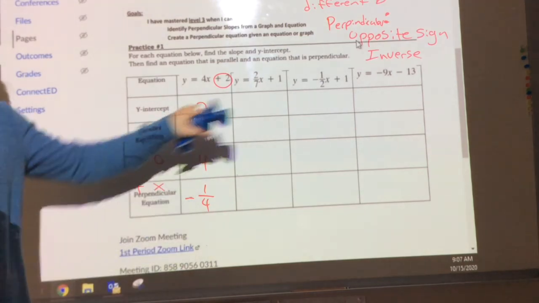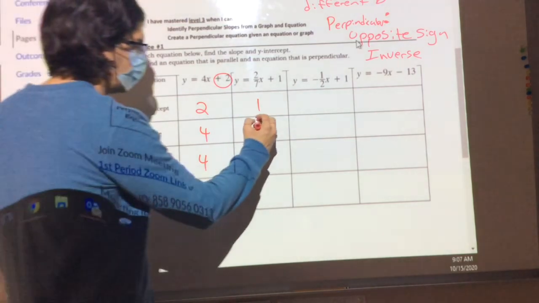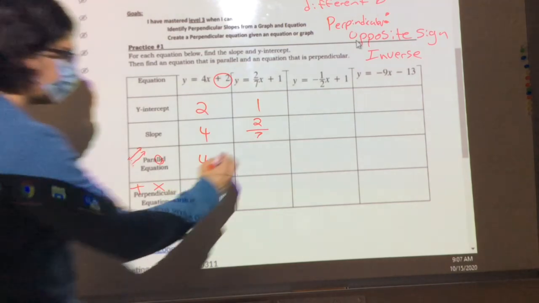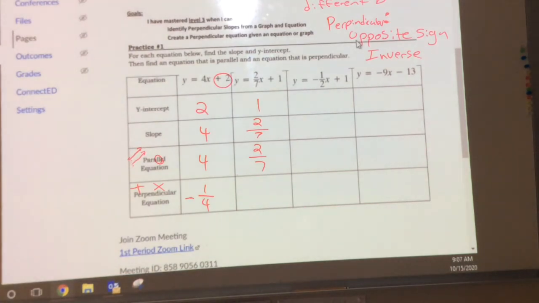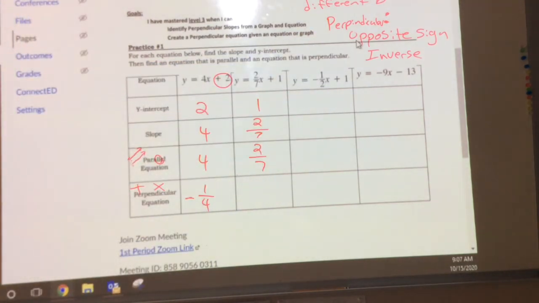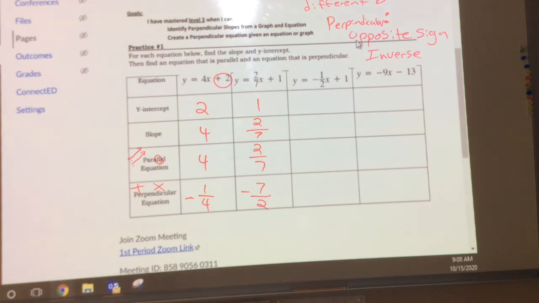All right, Bennett, what's the y-intercept of this one? 1. Evan, what's the slope? 2 over 7. Carter, what's a parallel slope to 2 over 7? 2 over 7. Okay. Let's see here. Colin, what's a perpendicular slope to 2 over 7? Use this. Opposite sign, inverse. Ben, help him out. Negative 7 over 2.